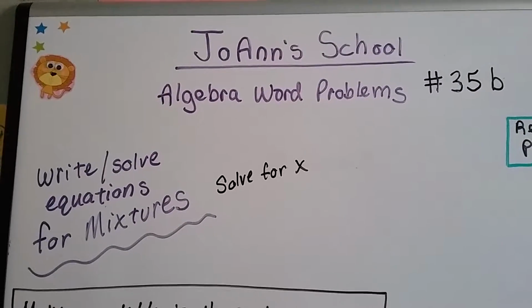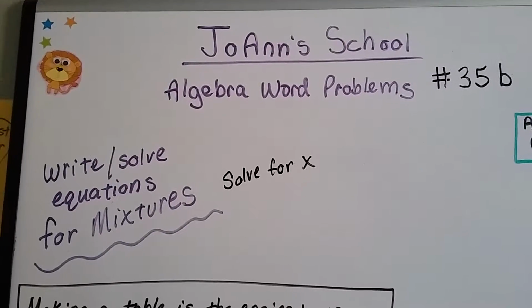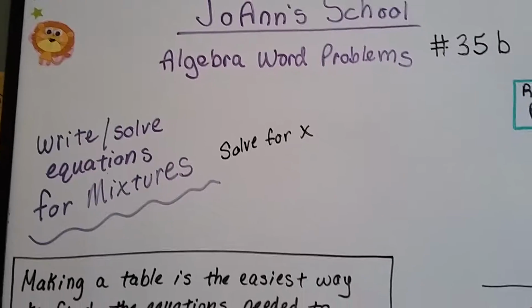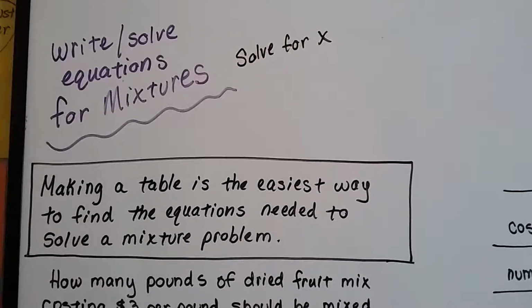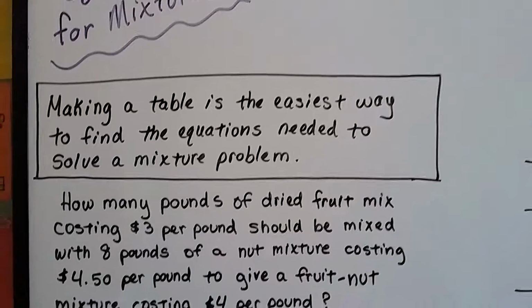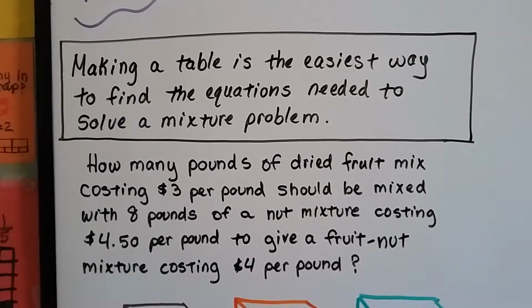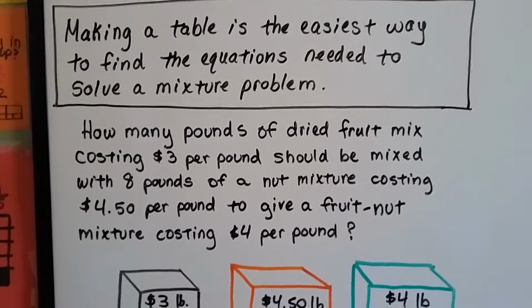Algebra word problems number 35b, write, solve equations for mixtures. We're going to solve for x, so this is one variable. We're going to be doing two variables in the next coming up videos. Making a table is the easiest way to find equations needed to solve a mixture problem.